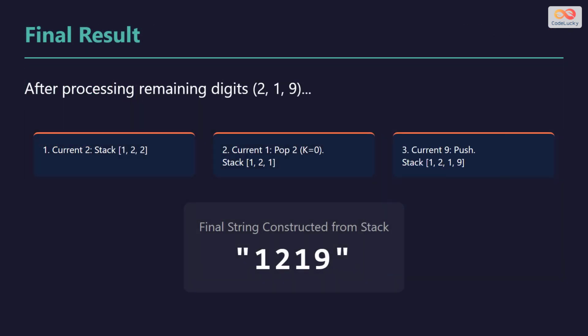We process the rest of the digits. If we encounter another drop, we remove. In the end, the digits remaining in our stack form the smallest possible number. For our example, the stack ends up containing 1, 2, 1, 9, which matches our expected output.